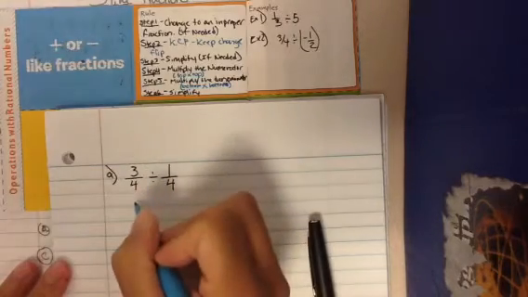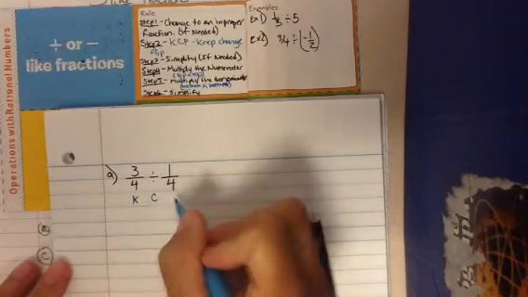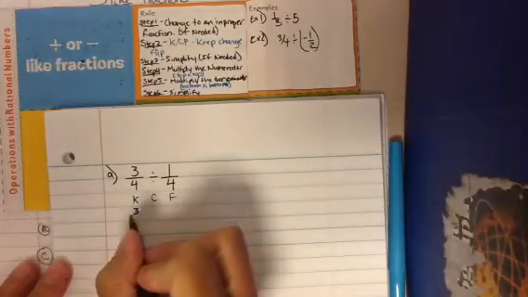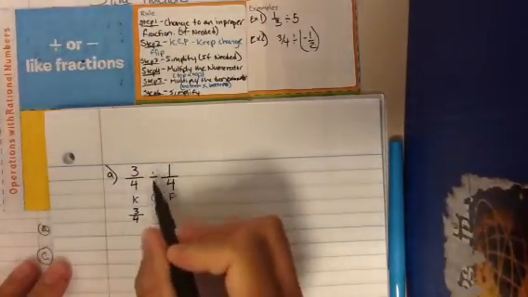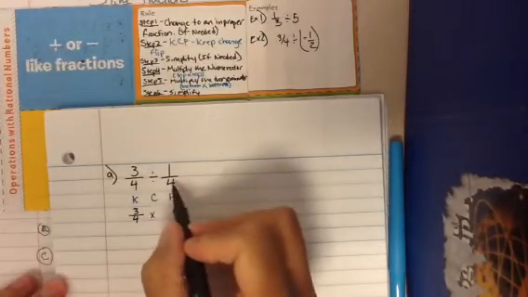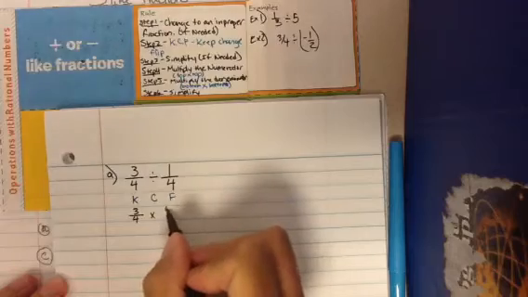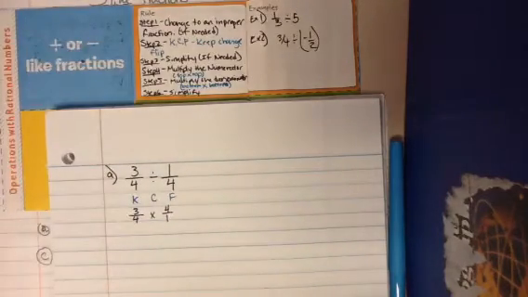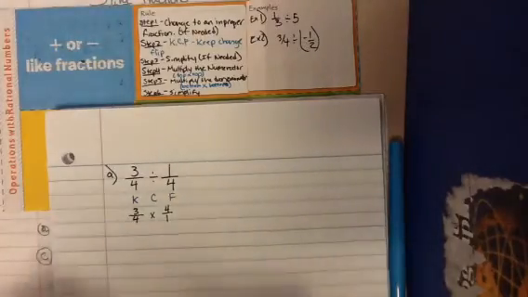3/4 divided by 1/4. We're going to keep, we're going to change, and we're going to flip our last fraction. We're going to keep the 3/4 to say 3/4. We're going to change the division to multiplication and flip the fraction from 1/4 to 4/1, where our numerator becomes our denominator and our denominator becomes our numerator.